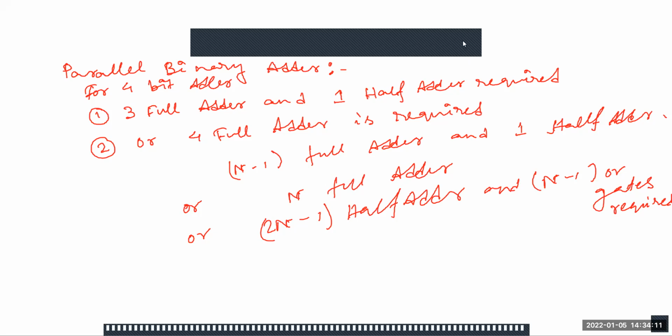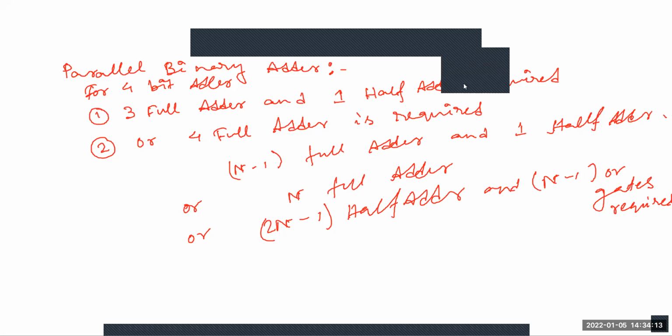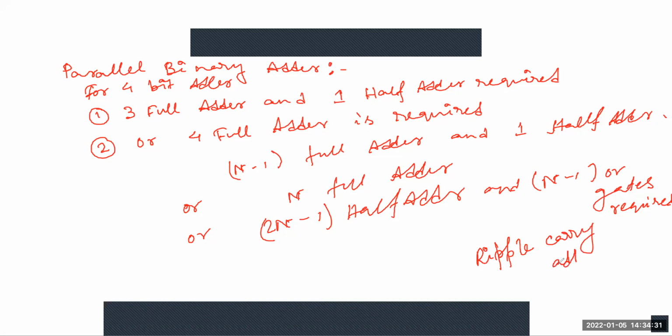Okay, now this parallel binary adder is also called the ripple carry adder. So what is ripple carry adder? Parallel binary adder is called the ripple carry adder.